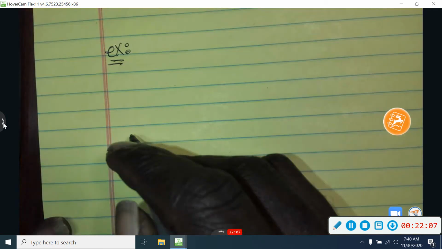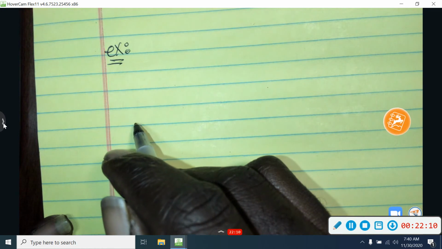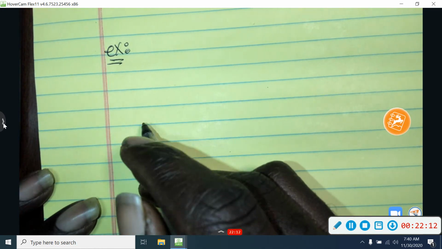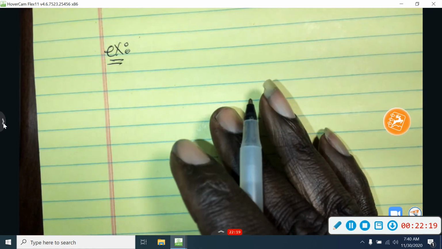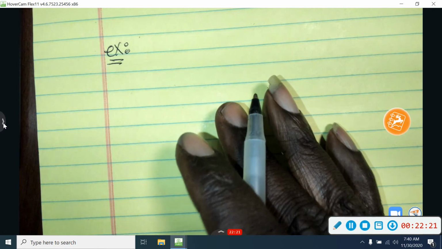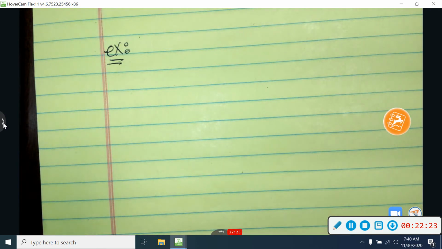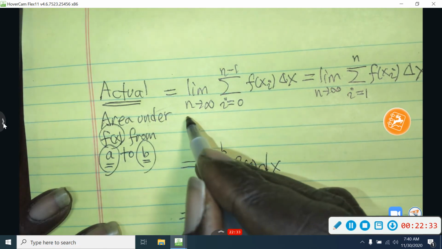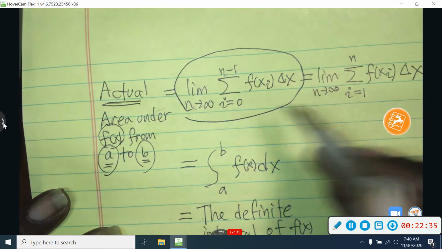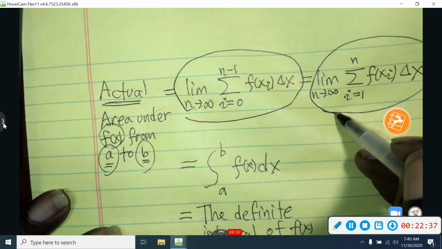What if somebody asked you to estimate the area? Again, we're just asked to estimate, not actually find the actual area. The actual area would be that limit. Let's show you again, because I think you already forgot. The actual area would be performing either one of these limits.